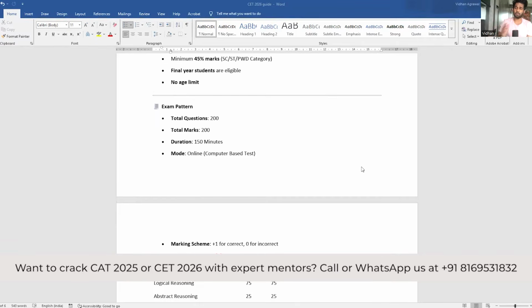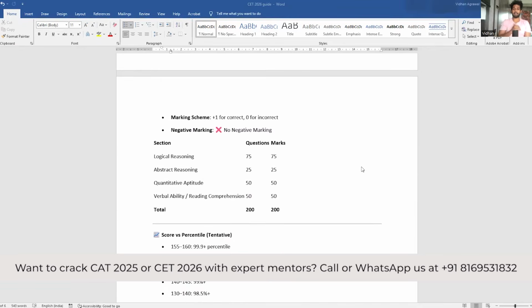The exam pattern: 200 questions, 200 marks, 1 mark for each question. 150 minutes, 2.5 hours. Again, mode is online. There are no negative marks for an incorrect answer, so you don't have to worry about that, which is why everyone marks all the questions towards the end.